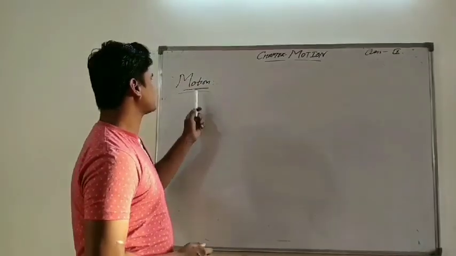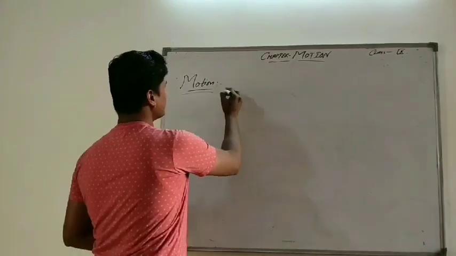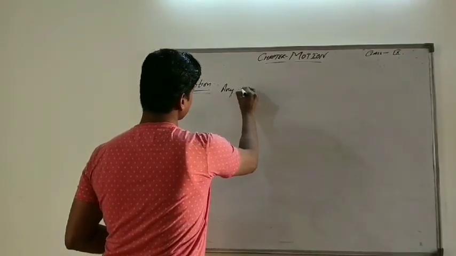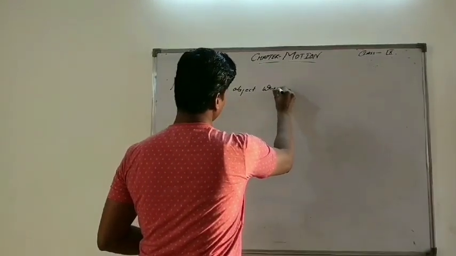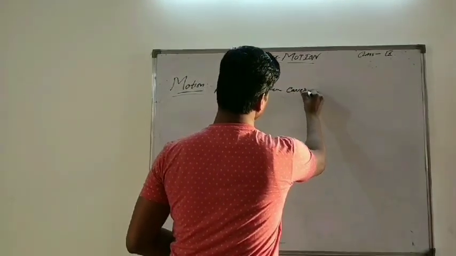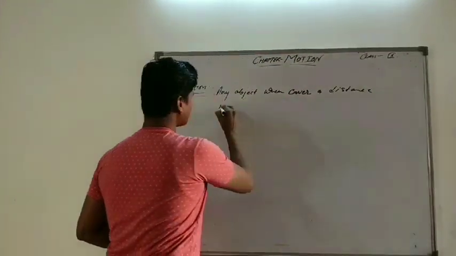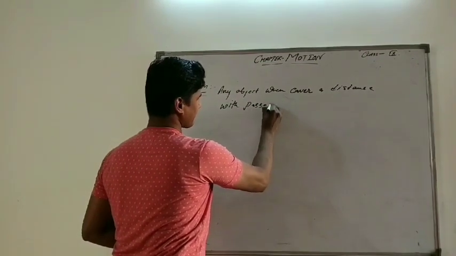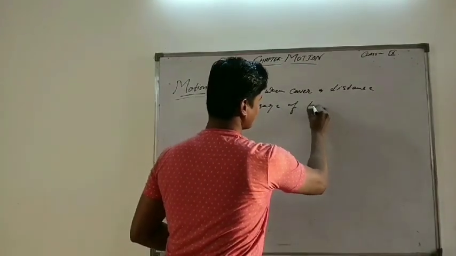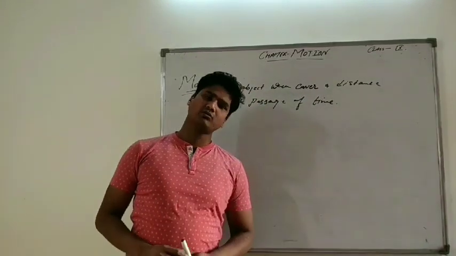Now, I would like to explain to you what is motion. The term motion means any object, when it covers a distance with the passage of time, then the object is said to be in motion.